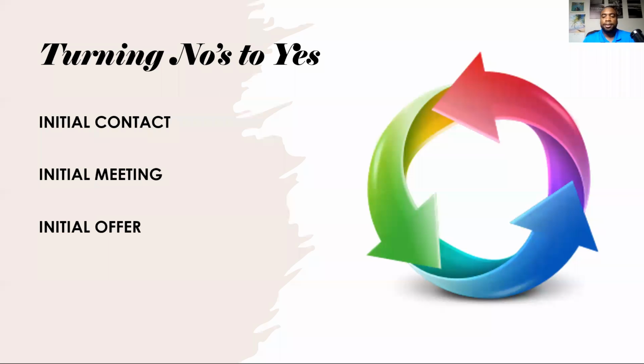Good information here. All right, so moving forward, let's talk about turning no's into yeses. What does this have to do with your KPIs, your key performance indicators? Well, if you look here, we have 3 initial, meaning first time. Even if you are doing the entire process yourself, there's still an initial contact. There's still an initial meeting, whether that's in person or even a Zoom call or what have you.